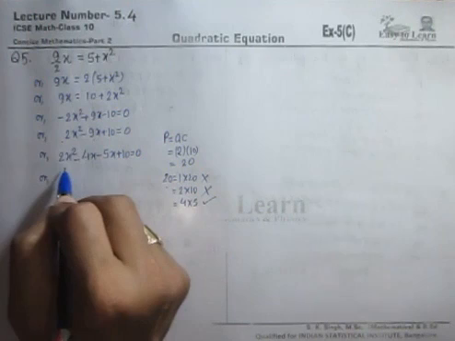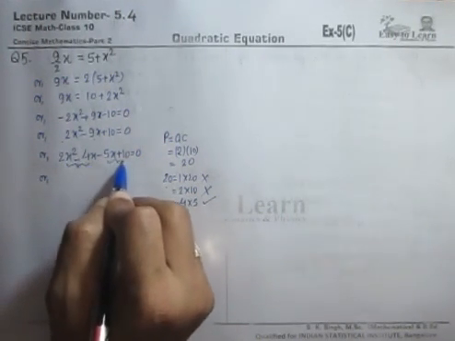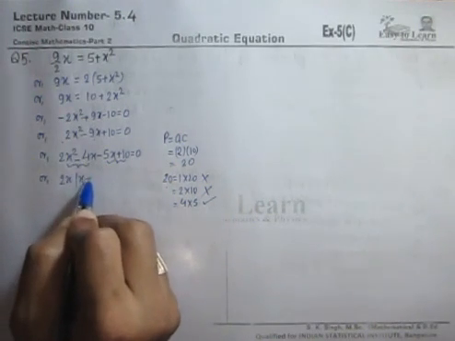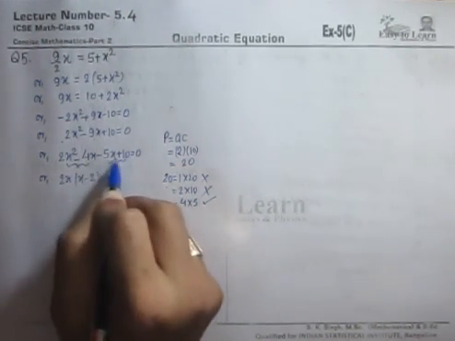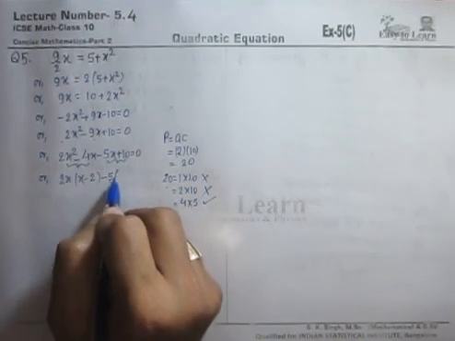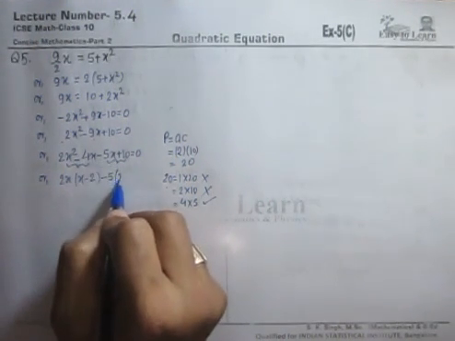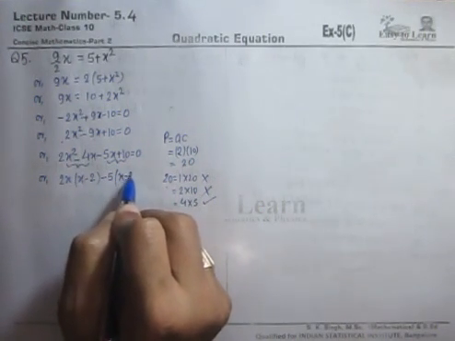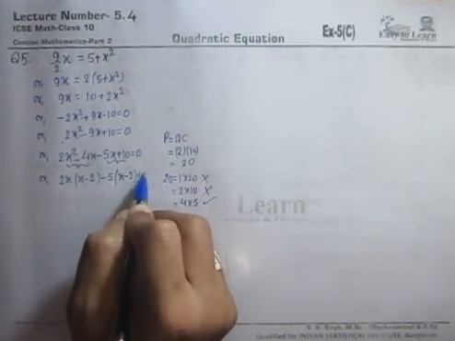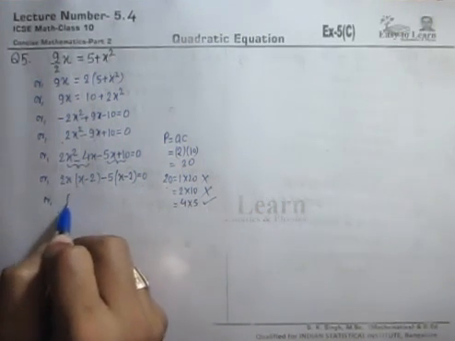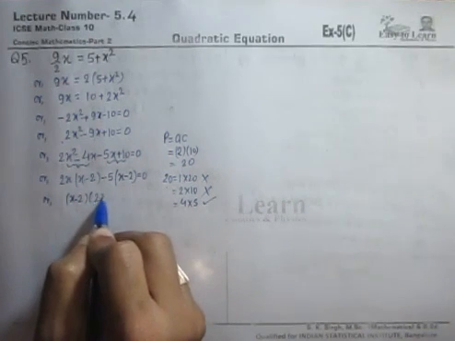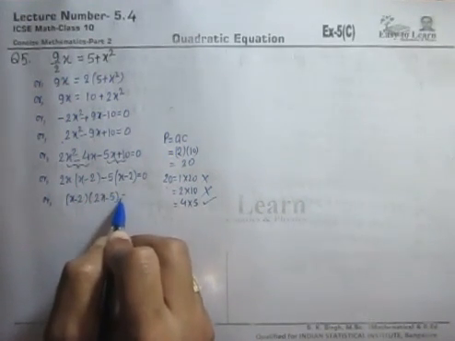Now take common from here and common from here. So from here we can take 2x common, and you will get x minus 2. And from these two we can take minus 5 common. So here we will have x, and this sign will change because we have taken minus common here, so it will be minus 2 equal to 0. Or taking x minus 2 common, we will get 2x minus 5 equal to 0.